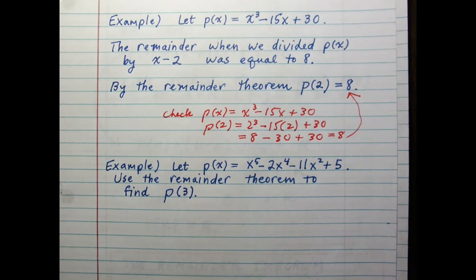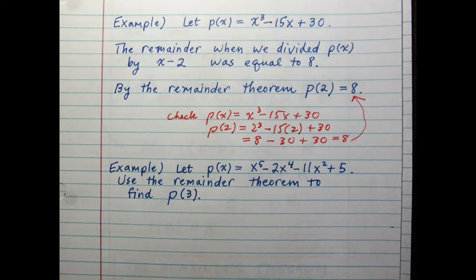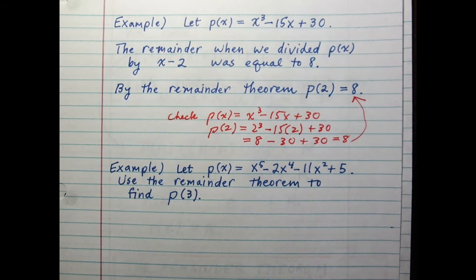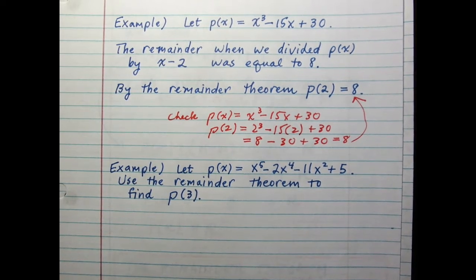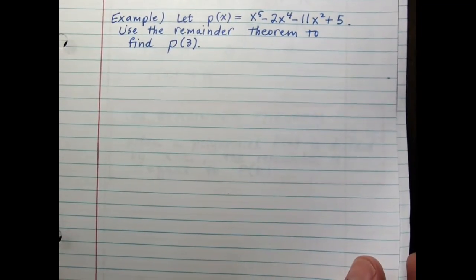So that's not how we got the 8 in the first place. The 8 was just a remainder on long division. And you might say, well, isn't it easier to just plug in? And I'd say here it is. But we're going to see this leads to some really interesting results along the way. So now I want to look at another example.